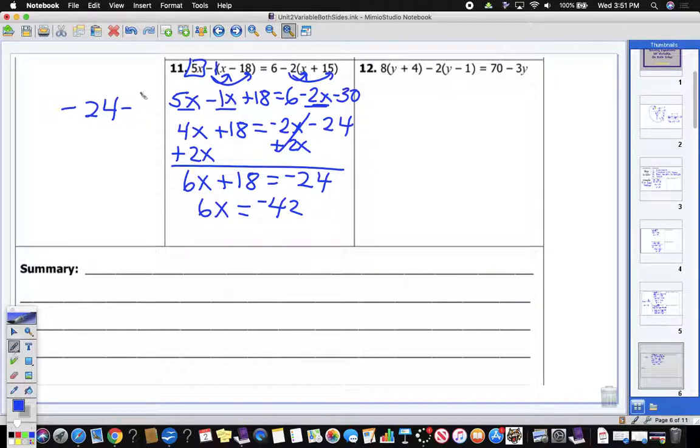Because we subtracted 18 from both sides. Make that a little neater. Okay. So, and we get a negative 42 on that. All right, now we'll divide by 6, and we get a negative 7. Let me check that to make sure that's right, and it is.